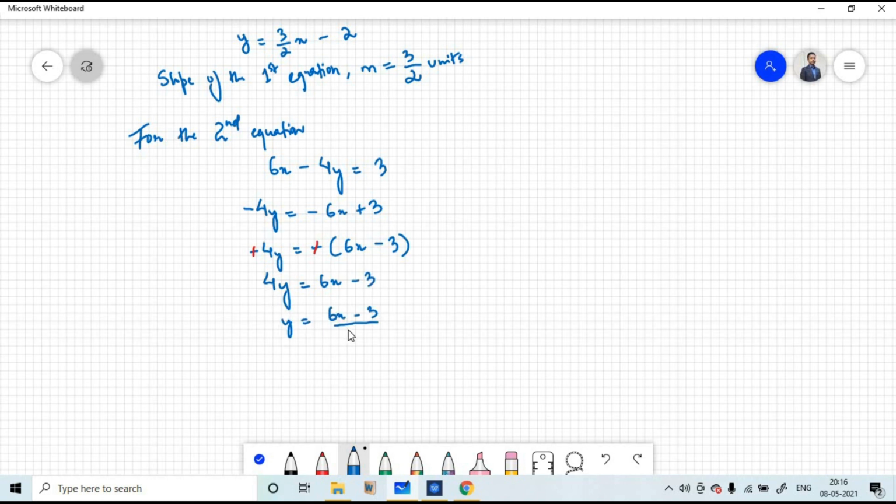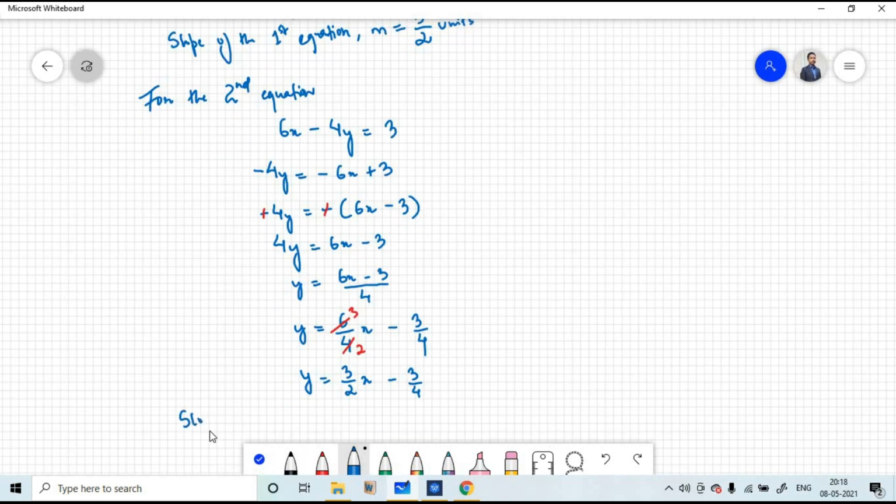Let us transfer 4 to the denominator and simplify by splitting the fraction. 2 times 2 equals 4. 2 times 3 equals 6. So finally we have y equals 3 by 2 x minus 3 by 4. Therefore, the slope of the second line or the second equation, denoted by m dash, is equal to 3 by 2 units.